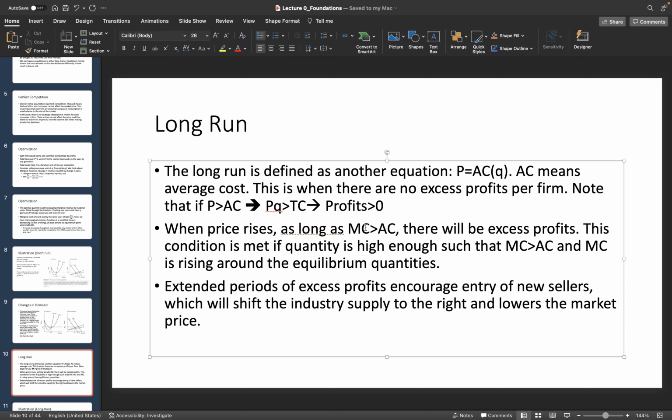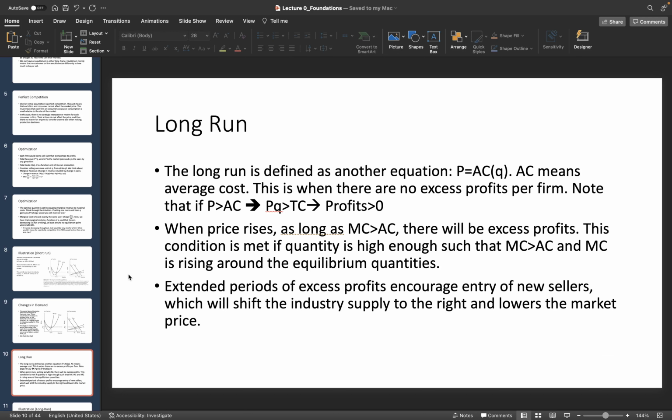Extended periods of excess profits encourage entry and will shift the industry supply to the right and lower the market price. So let's take a look at what that means in the picture. Now this is the long run equilibrium. We start again at S1, but the industry supply would shift from left to right. From n firms, you would go to more than n, say n1.